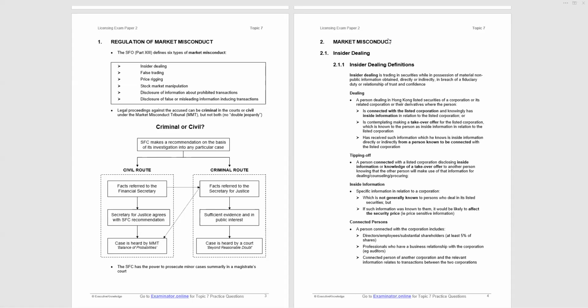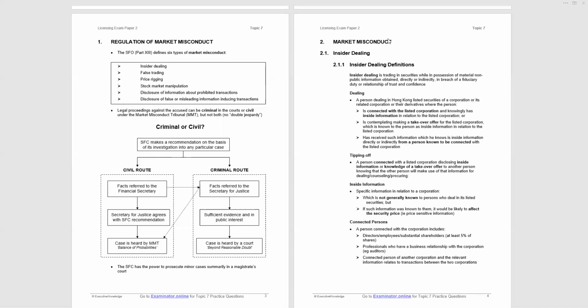Now, if they take you down the civil route, which is on the left on page 3, your case will be heard by the Market Misconduct Tribunal, and the level of proof that will be used is the balance of probabilities. If, on the other hand, they consider it more serious, you will be taken down the criminal route, and your case will be heard in a court of law. And there, the level of proof will be beyond reasonable doubt.